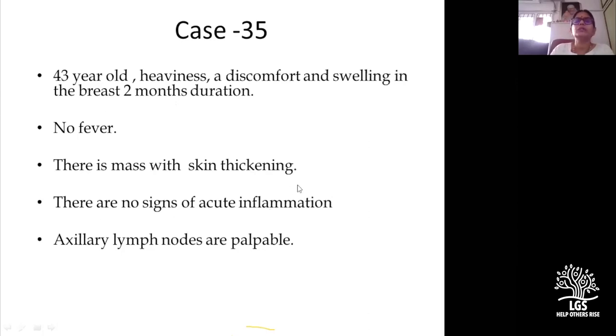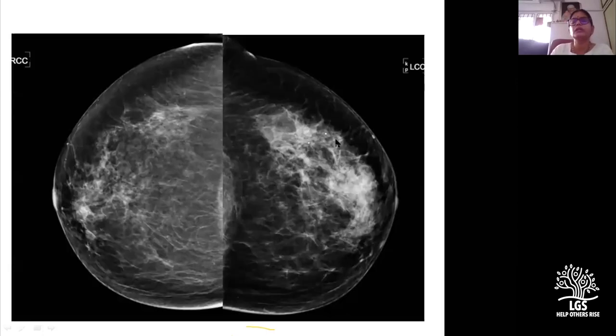There are no signs of acute inflammation. So clinically, because of the age, we obviously suspect malignancy. Do a mammogram. If you see, this is a normal breast. You see how there is an asymmetry, and there is a kind of normal harmony here, which is lost because of some process happening here.